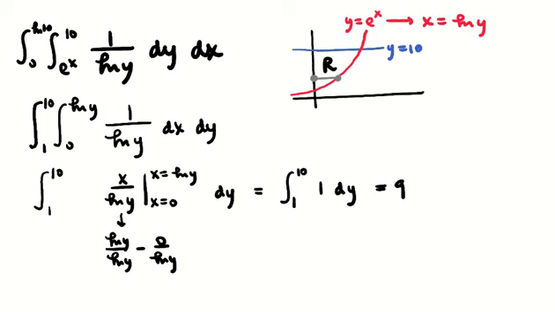But this one, when you plugged in x equals log y, you got 1, and then you plugged in 0, and you got 0. And so you're just integrating 1 dy from 1 up to 10, and that's just 9. And that's pretty all right.